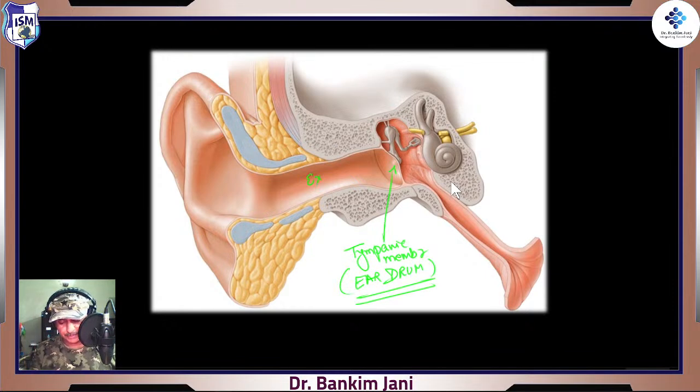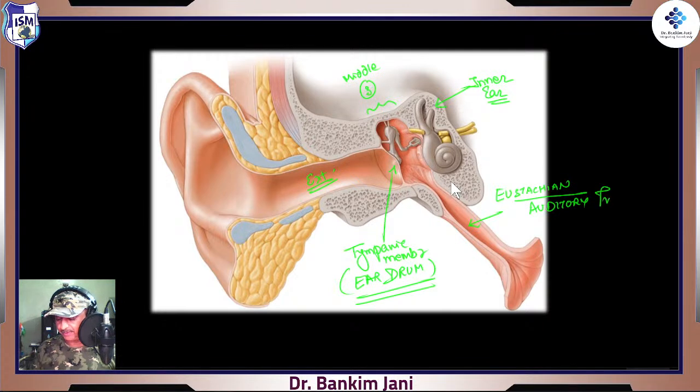Before that, this is the external ear. Then there are these cute bones, three of them. Those bones lie in a chamber, the tympanic chamber or tympanic cavity, which is the middle ear. The entire sophistication over here is in the form of the inner ear. This is our all-time favorite, the Eustachian tube, which balances the pressure between the nasopharynx and the middle ear.